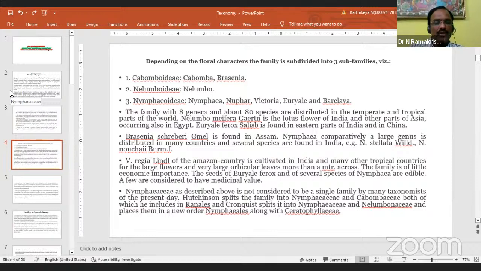Now, see how herbarium preparation is done. The first main point is collection of plant specimens, which is most important. Next, pressing of the specimen, drying and poisoning. Fourth is mounting. Next is filing and storing. So these are the herbarium techniques.